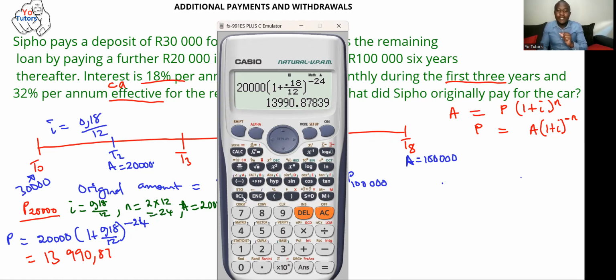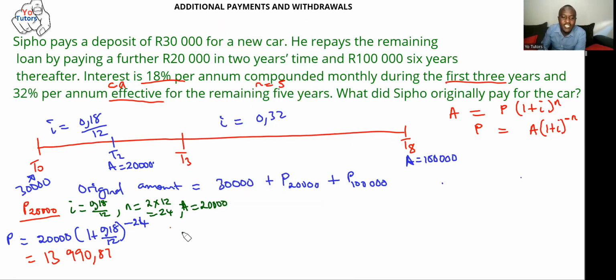Now, do you see what we do? Remember, you don't need to round off your answers before you reach the final answer. So you press store, shift, store. You can store anywhere. Let's just store in D. Okay, so we have that value in D. So we have the principal amount for the 20,000.